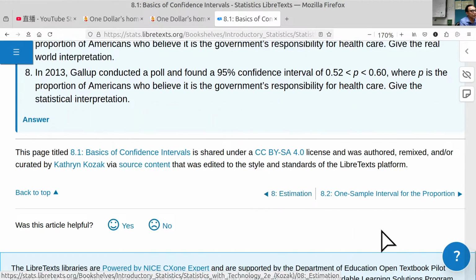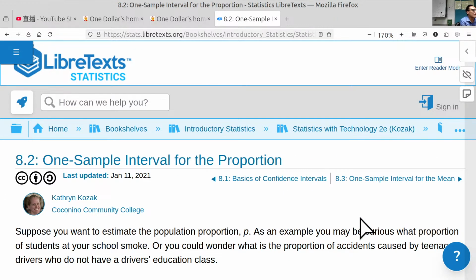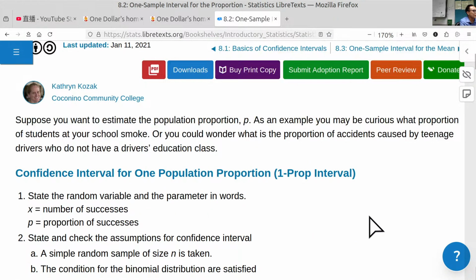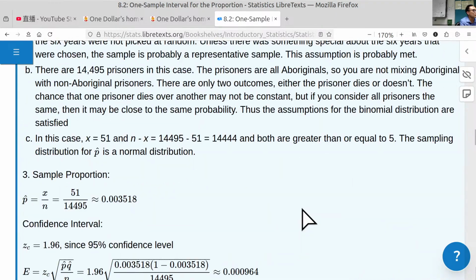Homework. Okay, and this one, chapter 8.2. Maybe we can skip this one. Let's move to the next.